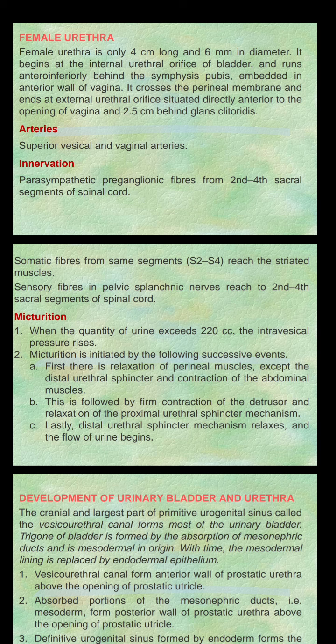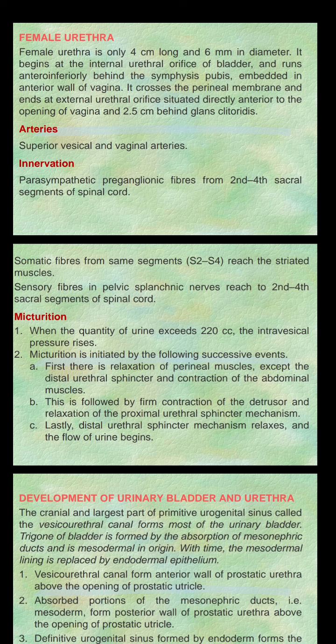The female urethra is very prone to urinary tract infections. I'll tell you the reason for it later. Then comes the arterial supply. The arterial supply is from the vesical and the vaginal arteries. The nerve supply, parasympathetic, is from the second to the fourth sacral segments of the spinal cord. Somatic fibers are from the same segments, S2 to S4, and sensory fibers are also from the second to fourth sacral segments of the spinal cord.